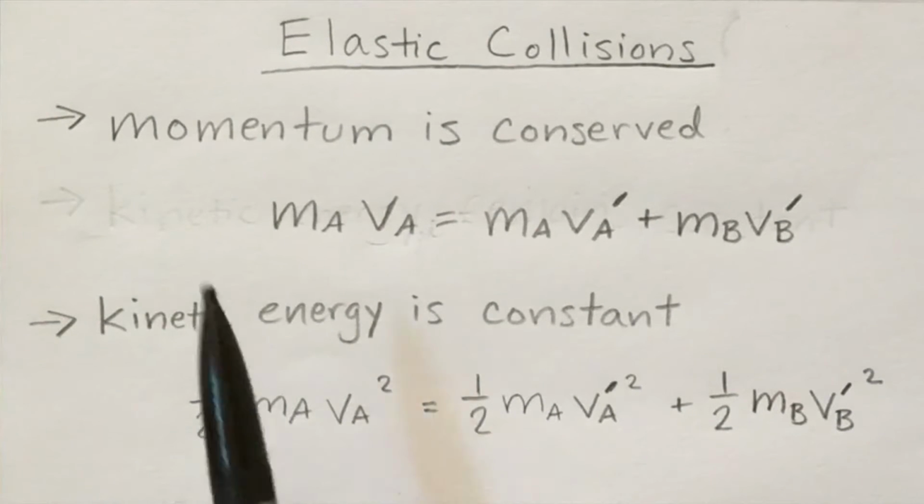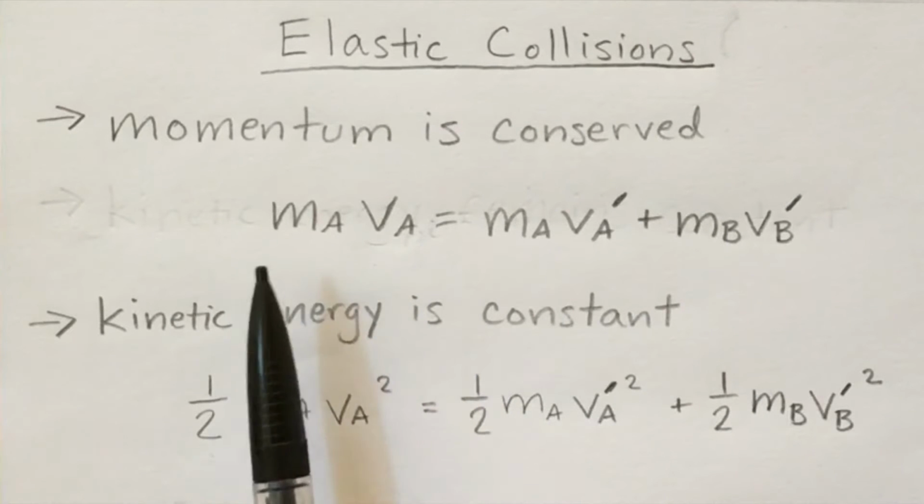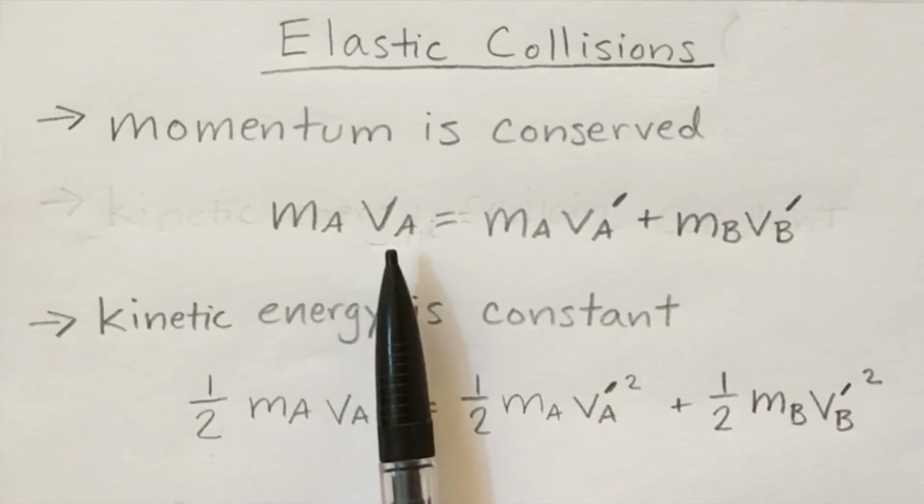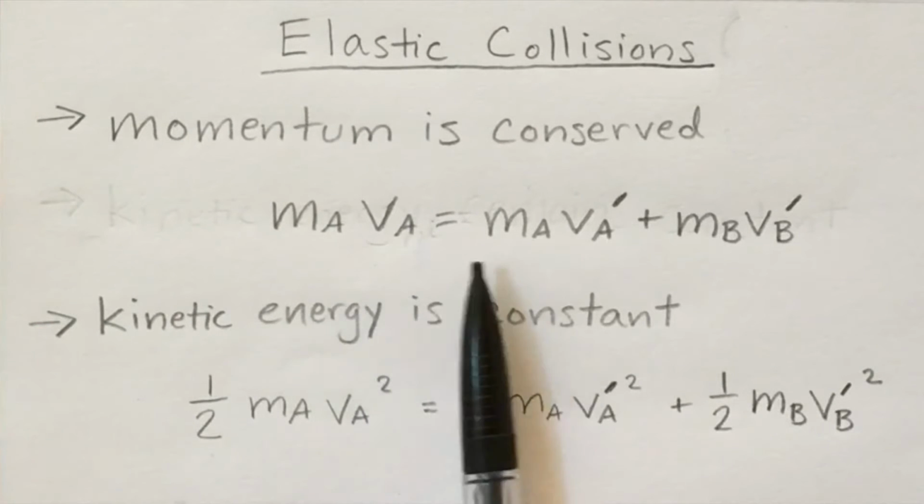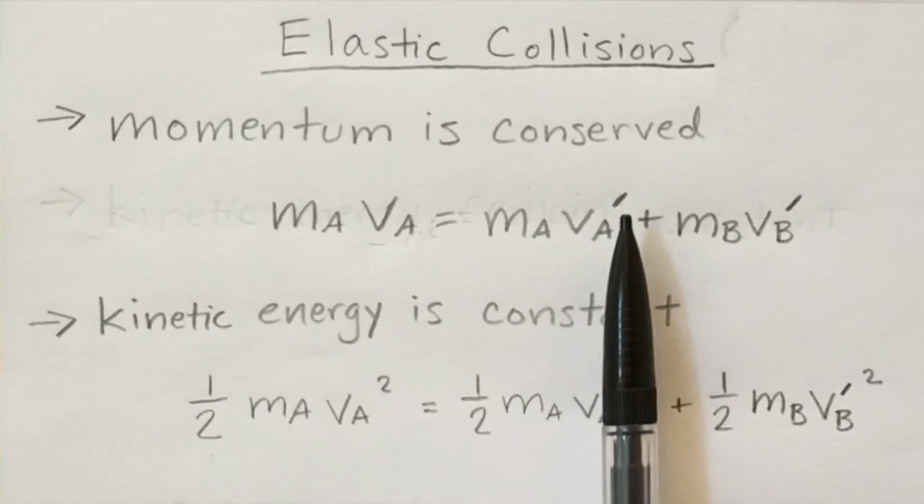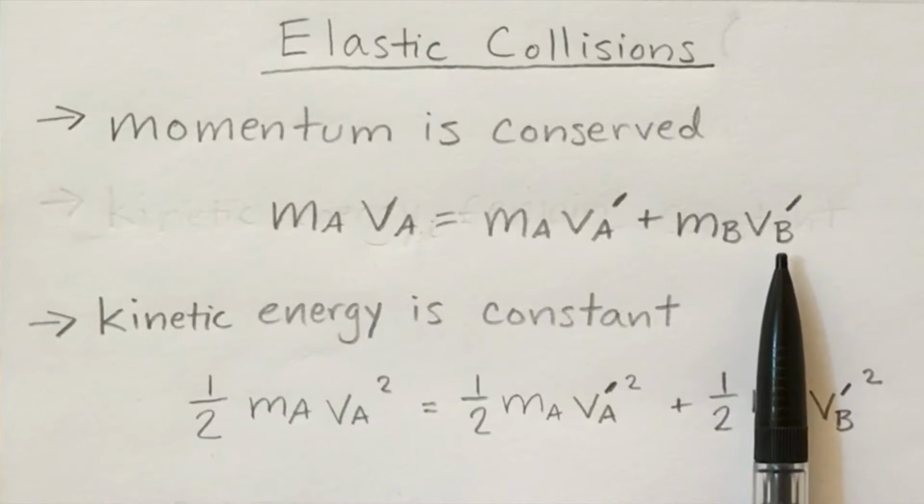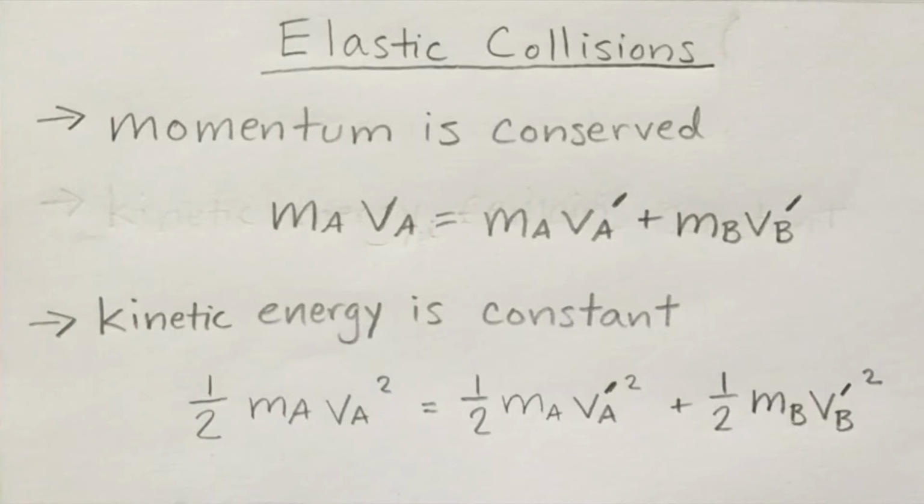In an elastic collision, momentum is conserved. We can write this in equation form as the mass of ball A times the velocity of ball A just before the collision, which we just found in part A, is equal to the mass of ball A times the velocity of ball A after the collision plus the mass of ball B times the velocity of ball B after the collision. Kinetic energy is also constant in an elastic collision.